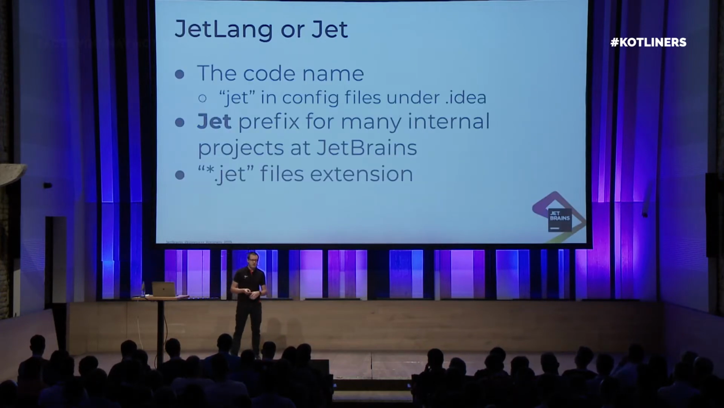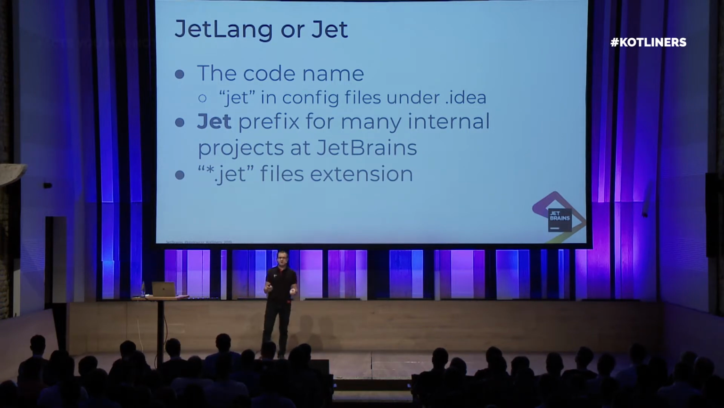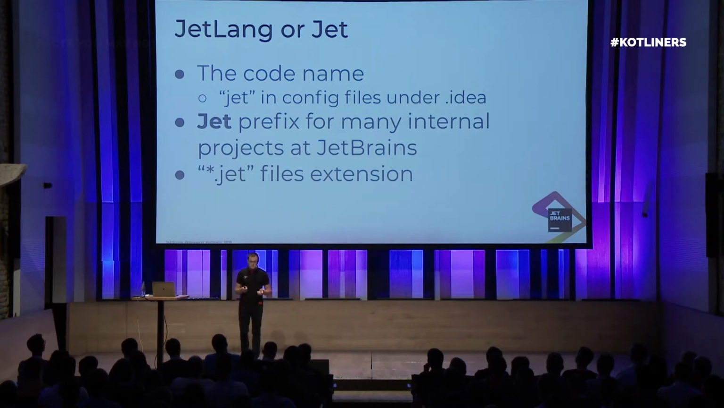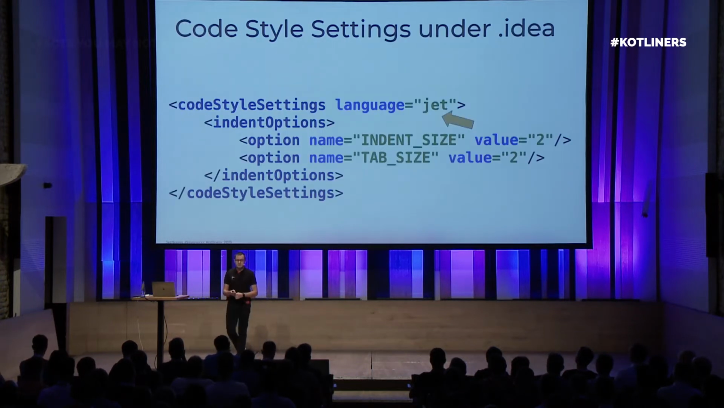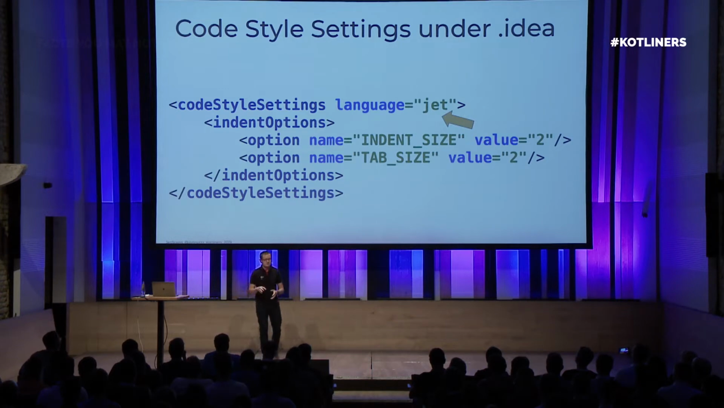And then we started. The first code name inside was something around 2010, 2011. The language was called Jetlang, or Jet, with the extension .jet. It was not released under the Jet name, but you may remember it from the XML files. After the name changed to Kotlin, you may have seen this in the code settings files under the IntelliJ project file system. It was there for a long time.